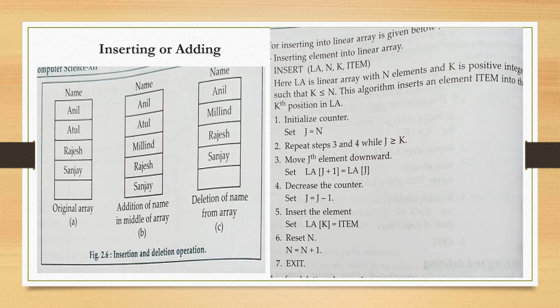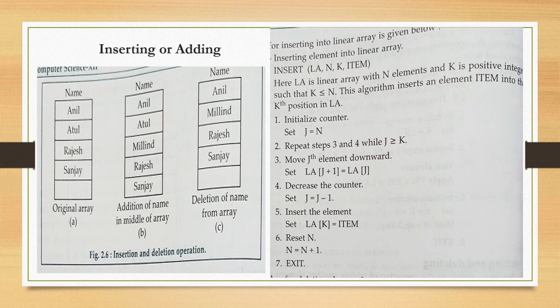Now suppose you want to add in between. Suppose you want to add Million between Atul and Rajesh. Then what will happen? This is a complex task because in the third position Rajesh is already there. So Rajesh you have to move down. Next is Sanjay. Sanjay has to be moved down first, then Rajesh has to be moved down. Then you can store Million here. So this is the complex task of adding in an array.